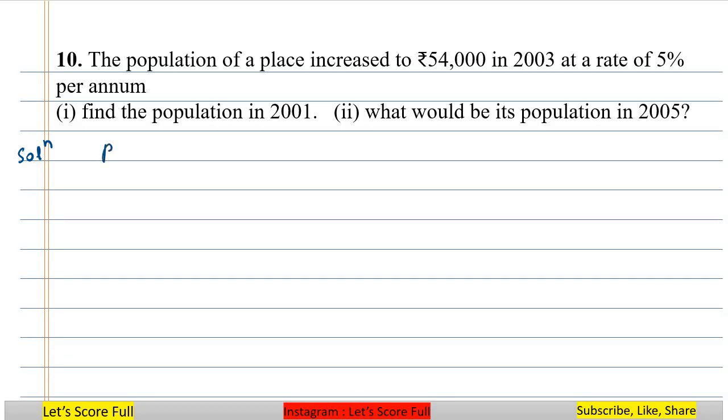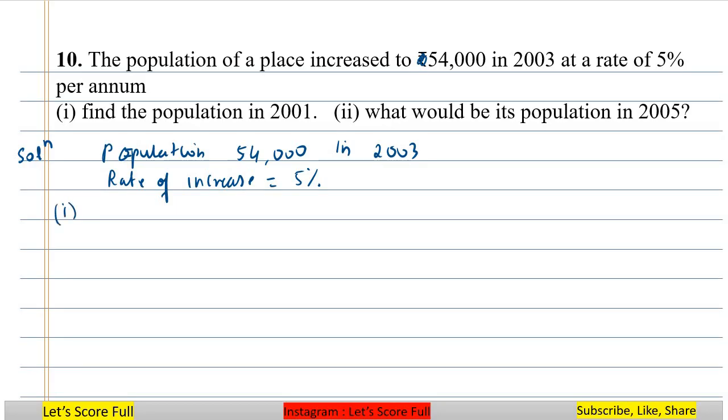So here principal you can say is the initial population. How much is it? See, in the population, I don't know why there is a rupees. So for population it is 54,000, right? And in year, this is year 2003. Okay. Rate of increase is 5%.